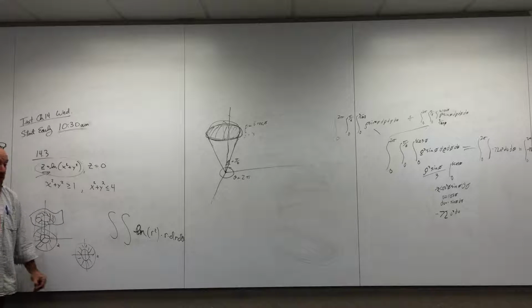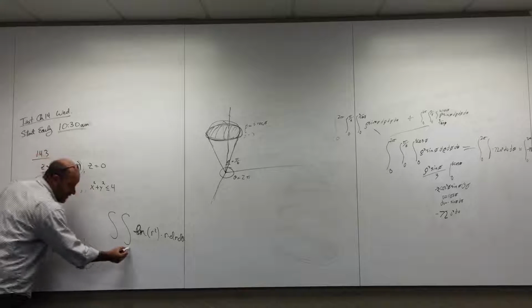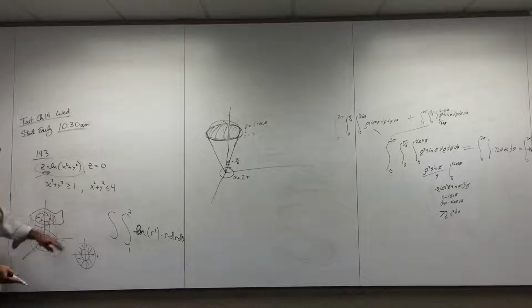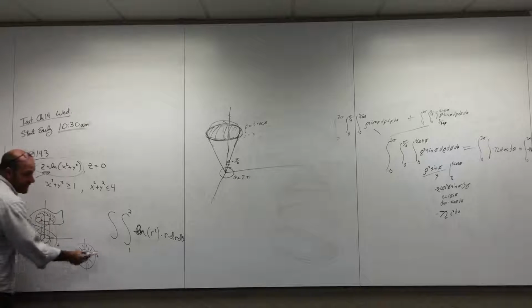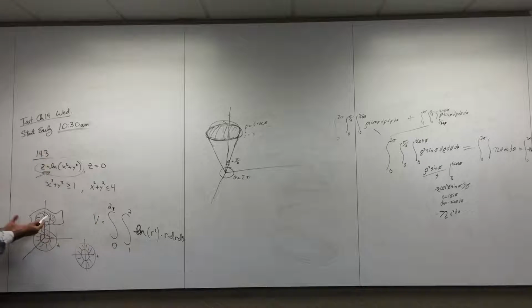Can you give me bounds for r? 1 to 2? Yes, from 1 to 2. That leaves out the 0 to 1 we don't want. And then theta goes from 0 to 2 pi. And that's it. This will be the volume of this weird shaped thing. So I think that was a rather easy setup. Look for that. That's not bad.